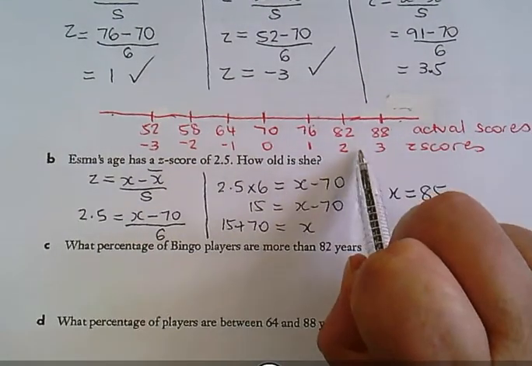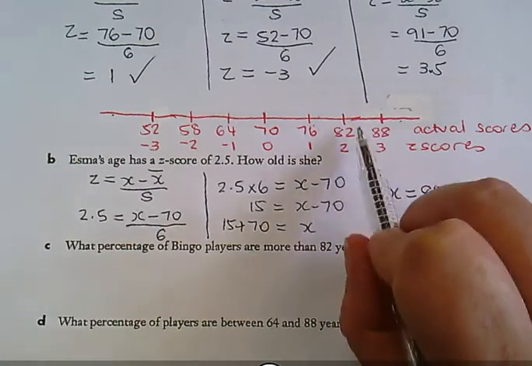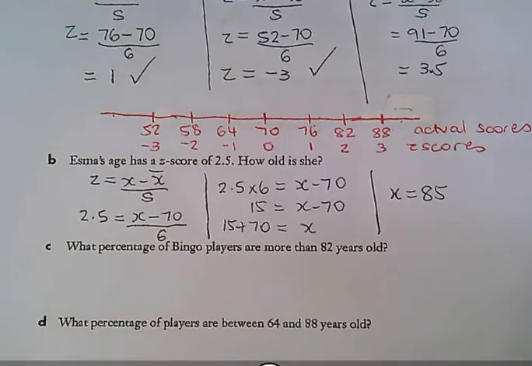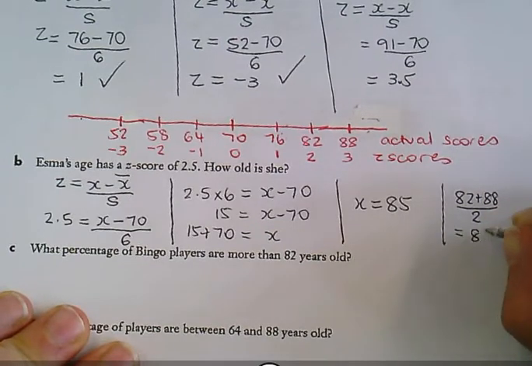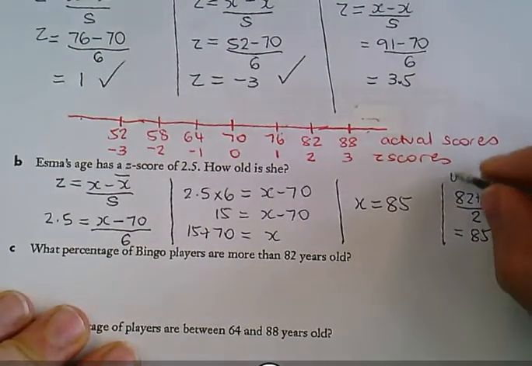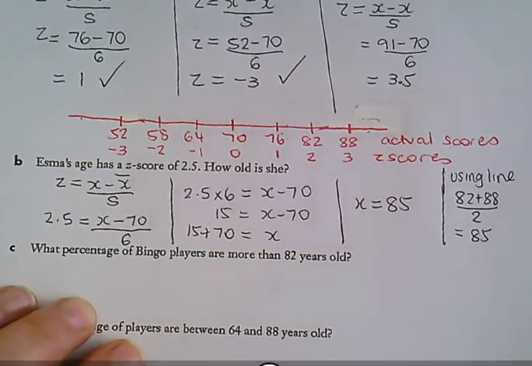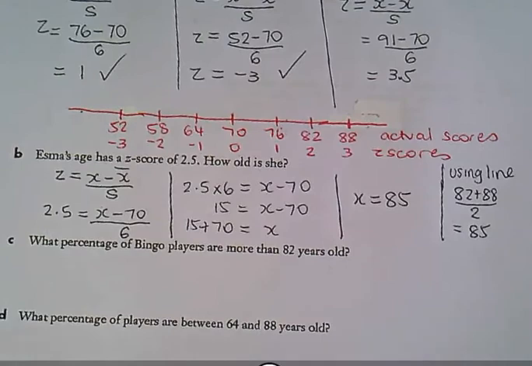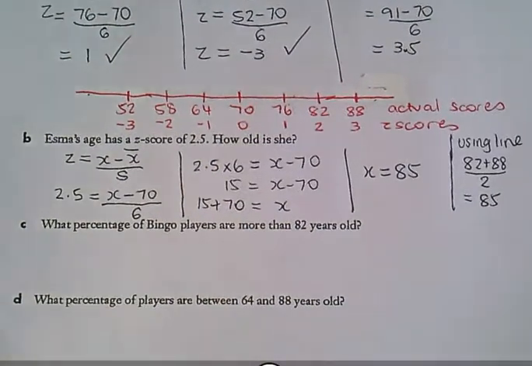Because see, 2.5 is exactly halfway between 2 and 3. So it's exactly halfway between 82 and 88. So I could have done it, just the average if I want, of 82 and 88. I could have done this using the number line, which we did in our head before we started. Do you get it? But you can use the formula.